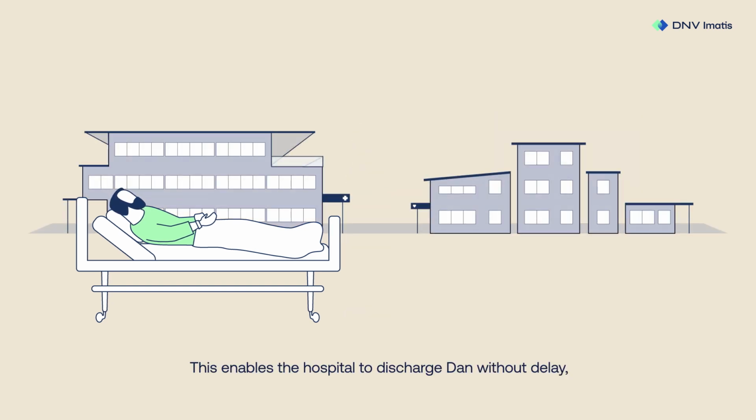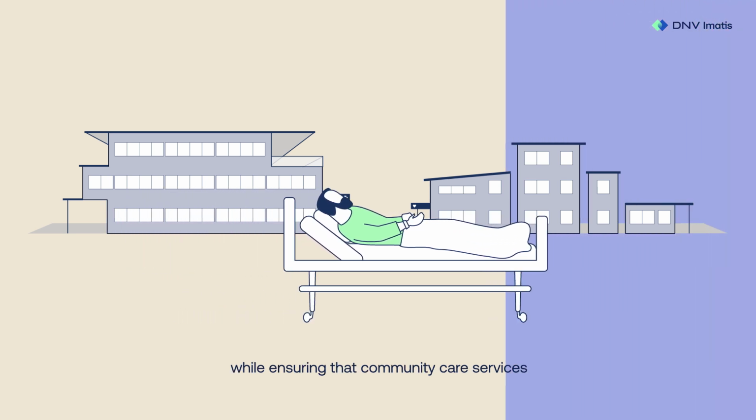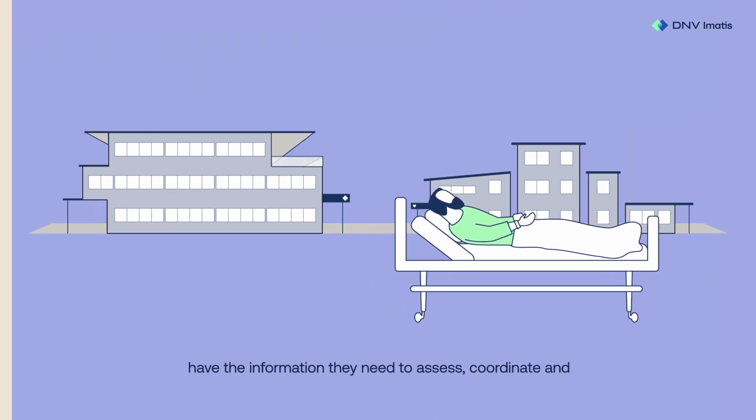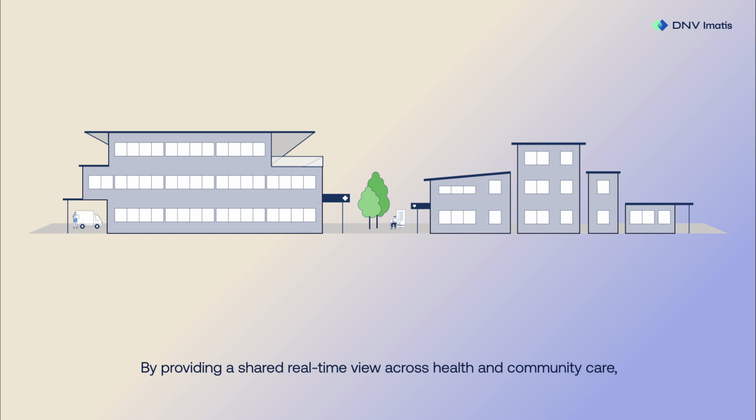This enables the hospital to discharge Dan without delay, while ensuring that community care services have the information they need to assess, coordinate, and deliver the support he requires after leaving hospital. By providing a shared real-time view across health and community care, discharge decisions can be made more efficiently, helping patients move to the right care setting at the right time.